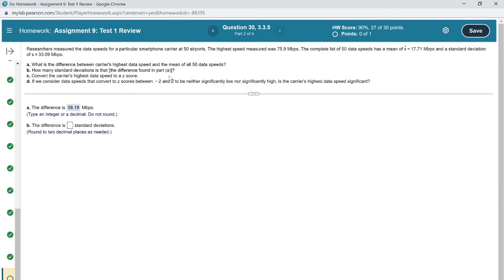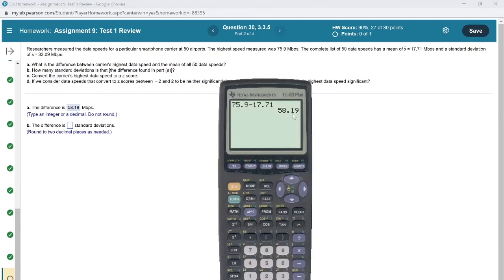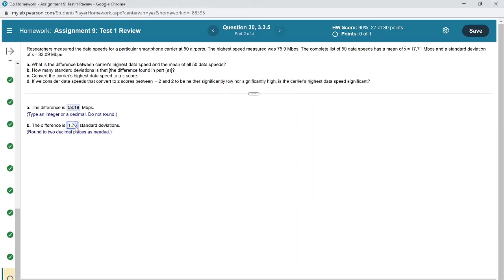The difference found in part A. So how many standard deviations is this difference? To find this out, you have to divide this by the standard deviation. In this case, the standard deviation is given, which is 33.09. So just divide this 58.19 by the standard deviation, 33.09, and that is 1.76 standard deviations when you round it to two decimal places. Just divide the difference by the standard deviation, and that tells you how many times.